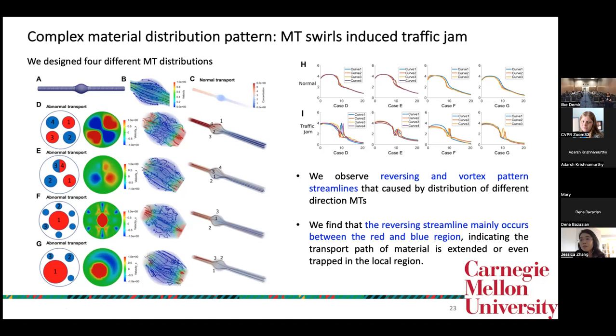Those are caused by the distribution of different directions of microtubules. We also found that the reversing streamline mainly occurs between the red and the blue regions. So this indicates the transport path of the material is extended, because you need to move along the direction or even get trapped in the local area.